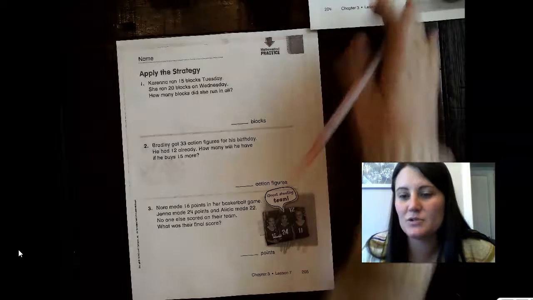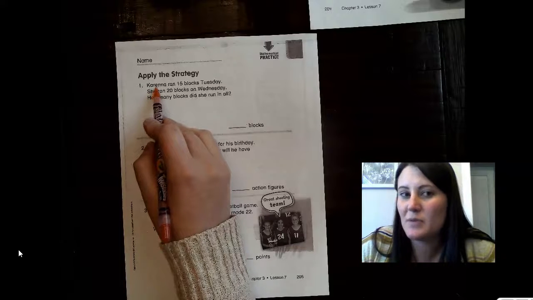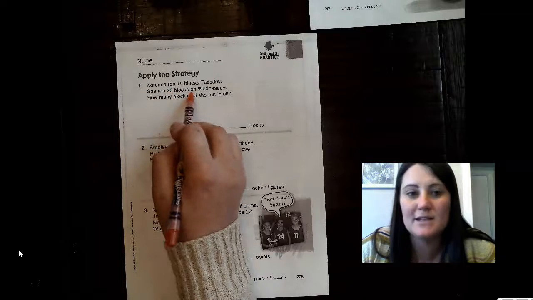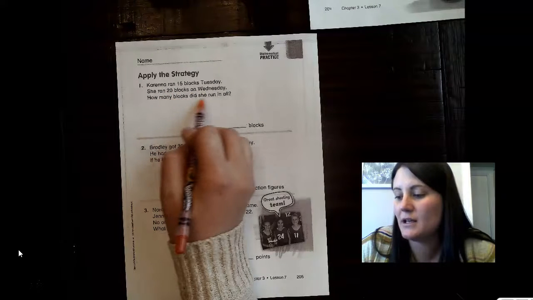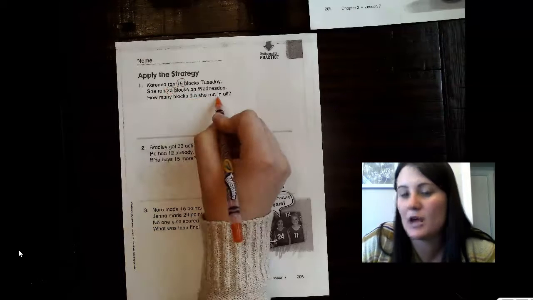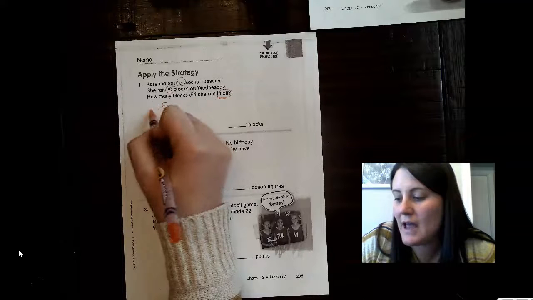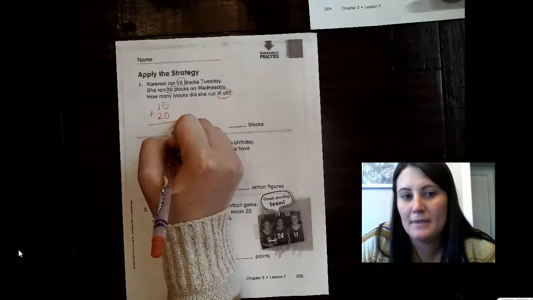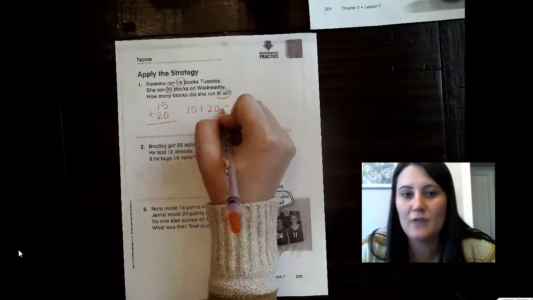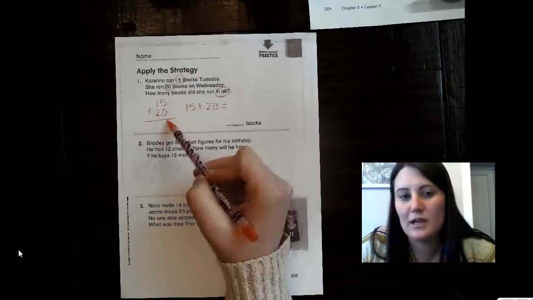So, for example, let's do number 1. This is about a girl named Karina. And it says, Karina, read with me, ran 15 blocks Tuesday. She ran 20 blocks on Wednesday. How many blocks did she run in all? So we have 15 and 20. In all is going to help us know that we're going to add. So you have to either show me that you can add it this way, or you have to show me this way with the answer. You cannot just write the answer, okay? I have to see your number sentence or I have to see it written out solved.